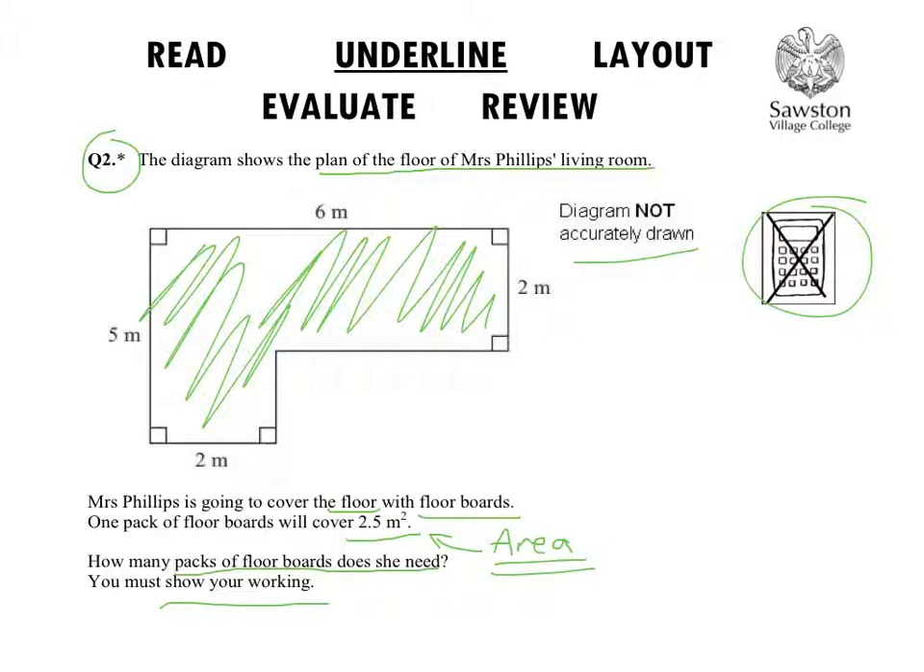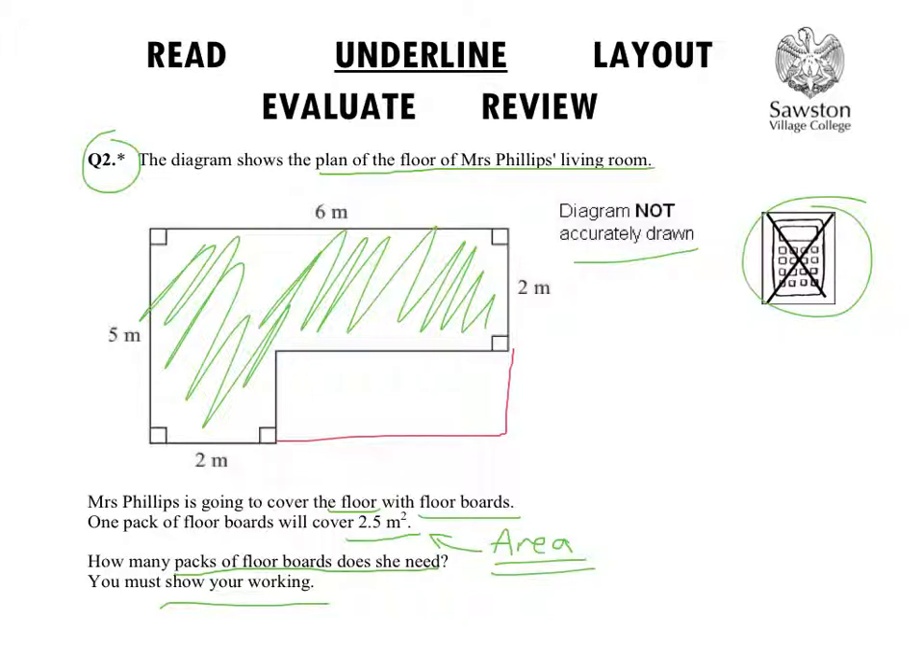So, we've read, we've underlined. You need to think about your layout, because there's a multitude of options for working this out. One is that you can split up the diagram and work out the area by doing the full rectangle. In this case, that would be 6 times 5 minus 3 times 4. That's one option.